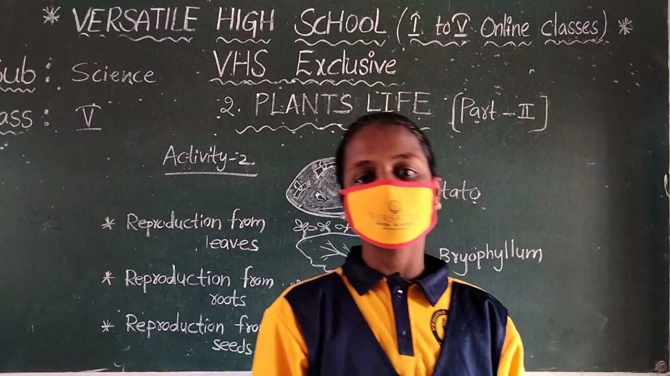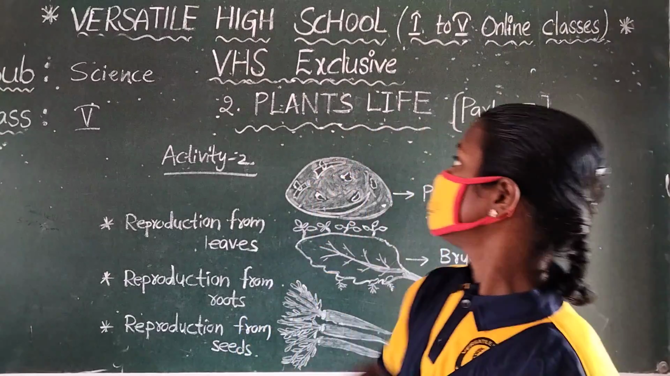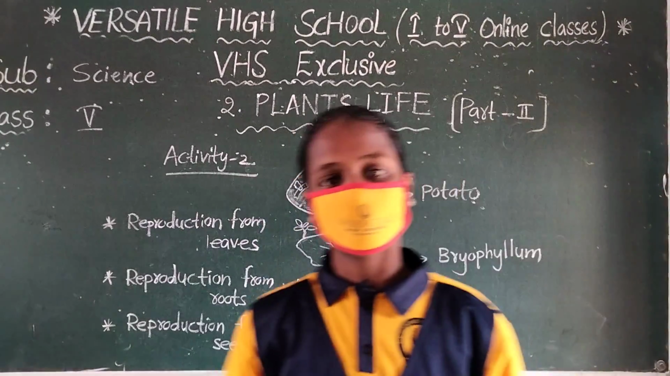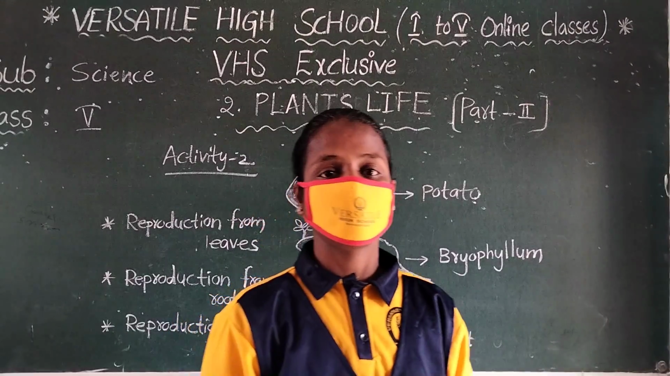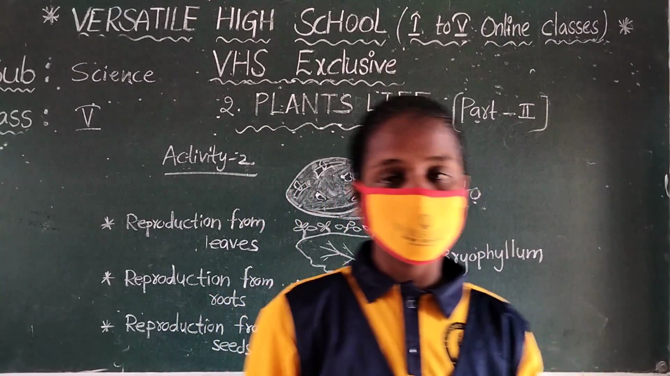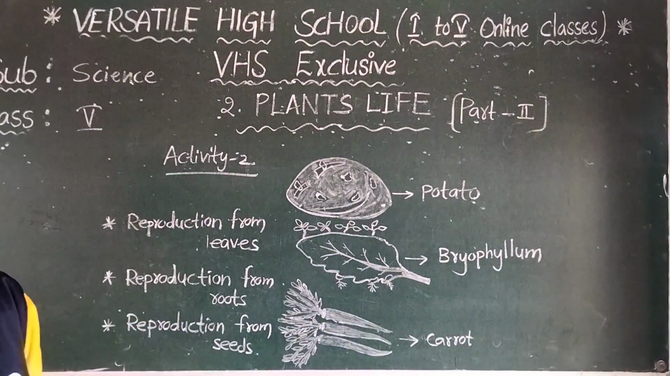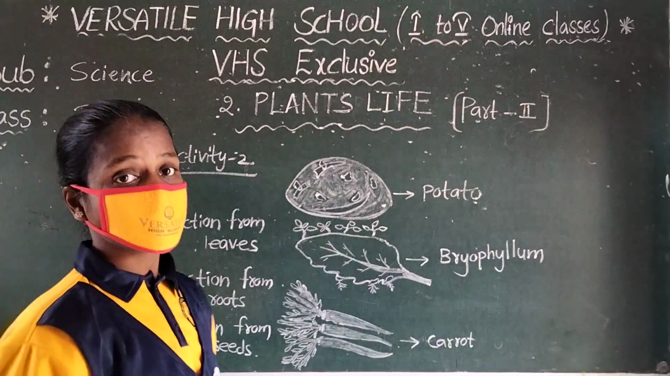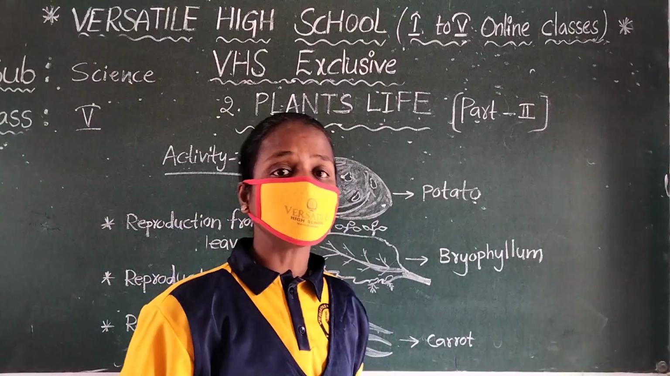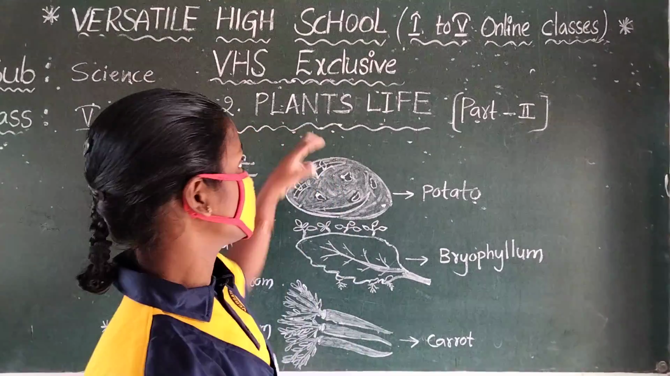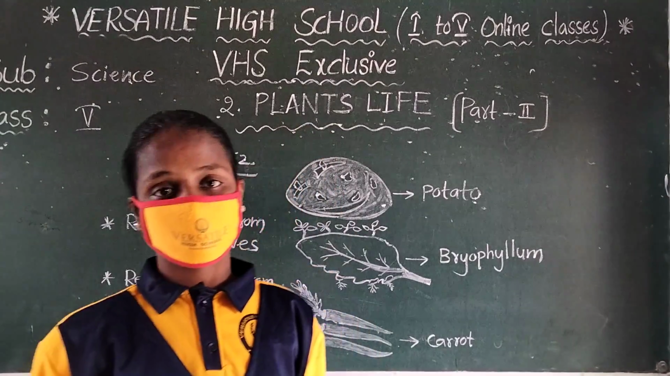Children, in the previous class we learned what a plant's life is, and how plants reproduce from leaves, seeds and roots. We already saw that in the previous class.